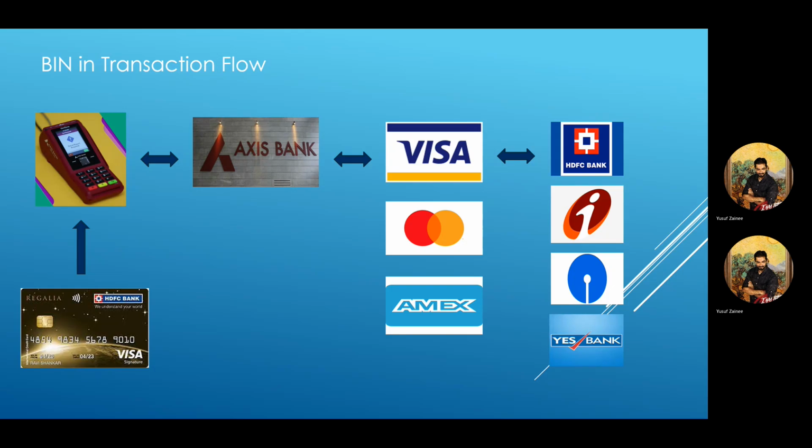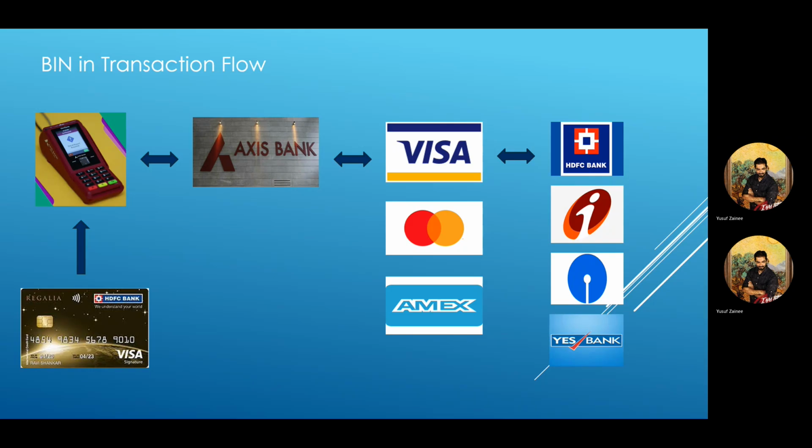Then it sees which payment scheme is being used. How does it get to know? From the first digit, which is the MII. From that, it will get to know that we have to transfer it to Visa. Axis Bank can talk to Visa, it can talk to MasterCard, it can talk to Amex, but because the first digit, the MII, is 4, it knows that it has to send it to Visa.